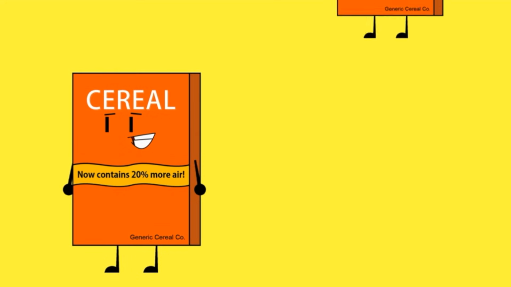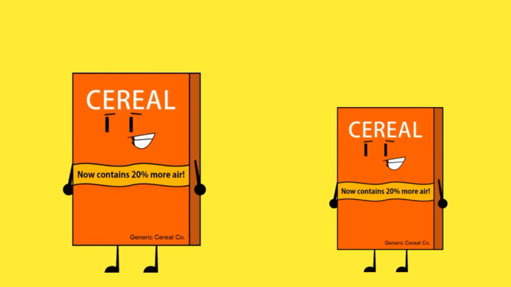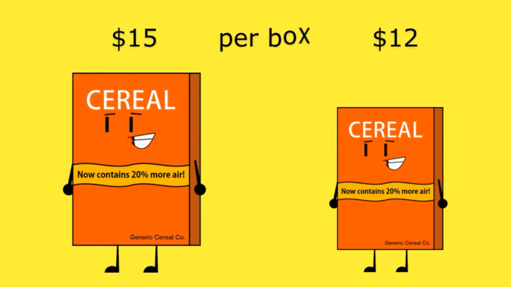And now for our final example. When you go to the grocery store, sometimes there are 2 boxes of the same type of cereal. The bigger box is usually more expensive, like in this case. But is the bigger box the better value? We have to look closer at the price tag to find out. This is the price per box.